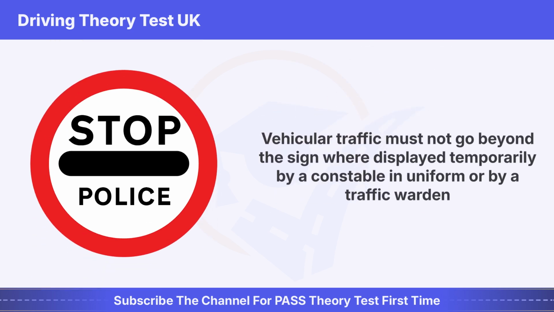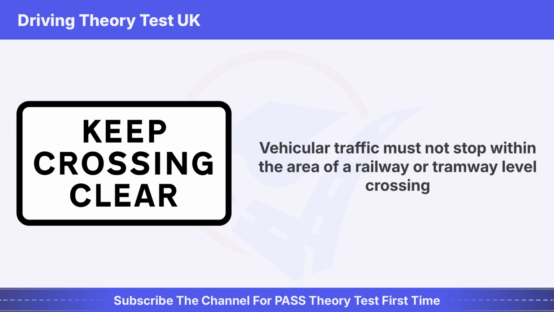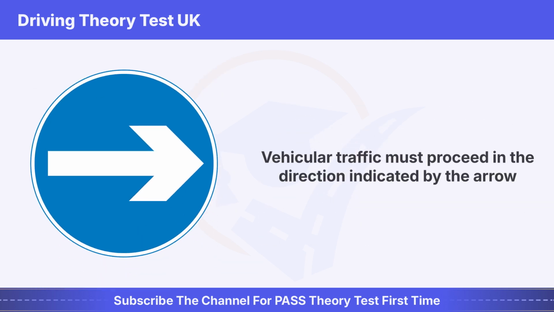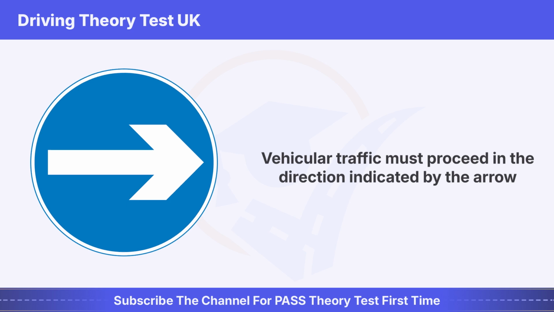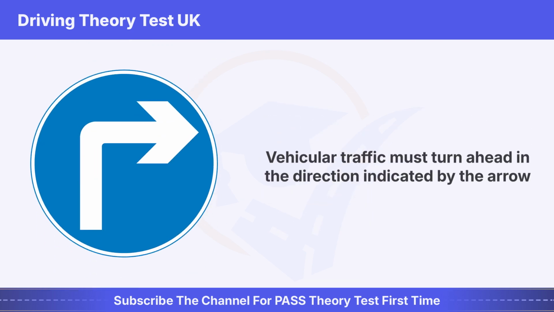Vehicular traffic must not go beyond the sign where displayed temporarily by a constable in uniform or by a traffic warden. Vehicular traffic must not stop within the area of a railway or tramway level crossing. Vehicular traffic must proceed in the direction indicated by the arrow. Vehicular traffic must turn ahead in the direction indicated by the arrow.